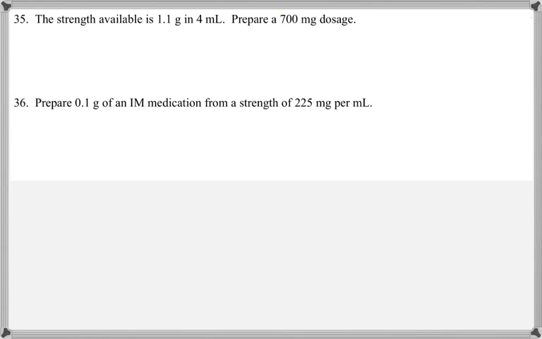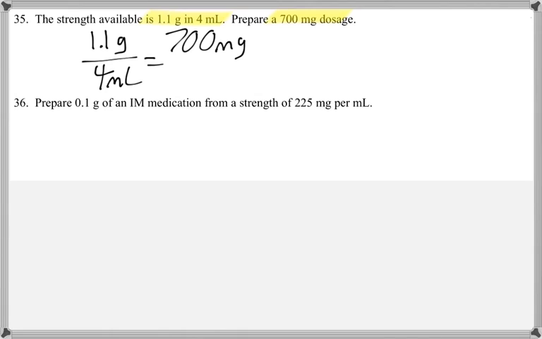On question number 35, it says the strength available is 1.1 grams in 4 milliliters. Prepare a 700 milligram dosage. So this is my available, and this is my order. So my proportion is going to be 1.1 grams over 4 ml is equal to 700 milligrams over x.